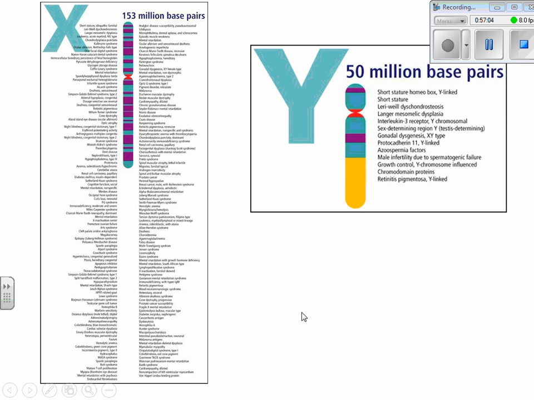Then we've got these two, the X chromosome and the Y chromosome. Now, obviously, there's quite a considerable difference between these. The X and the Y are our sex chromosomes. If we've got two X's, we are female, and an X and a Y would be male.